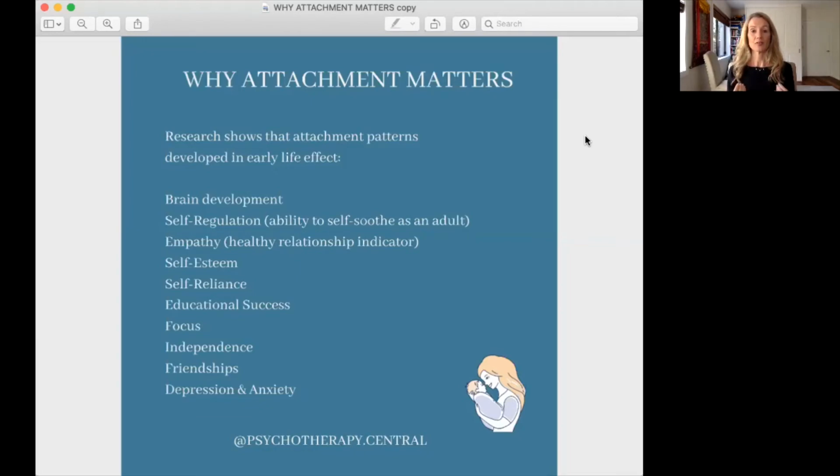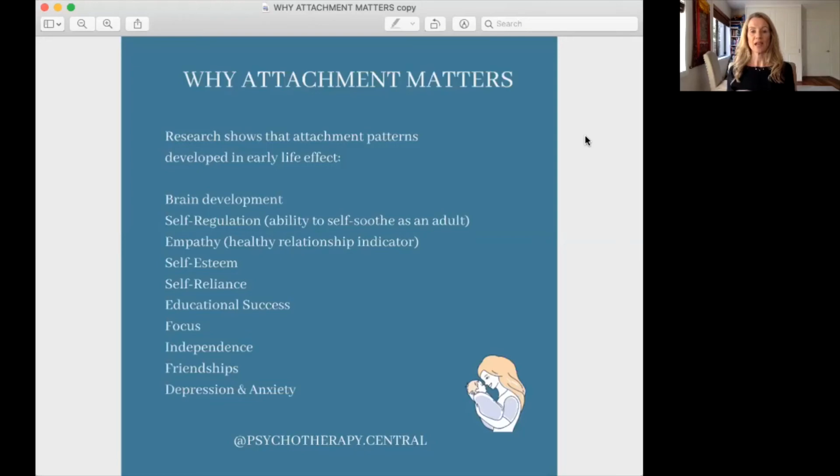And like I said, a lot of research has been done on attachment styles. On this tile here, you can see it affects brain development. They've got research showing that the actual physical brain of children who've experienced different attachment styles have developed differently. Self-regulation, the ability to self-soothe as an adult, means the ability when we're really stressed to be able to talk ourselves down. It'll be okay, I'm fine, it's just a mistake. That's the kind of self-regulation we're talking about here.